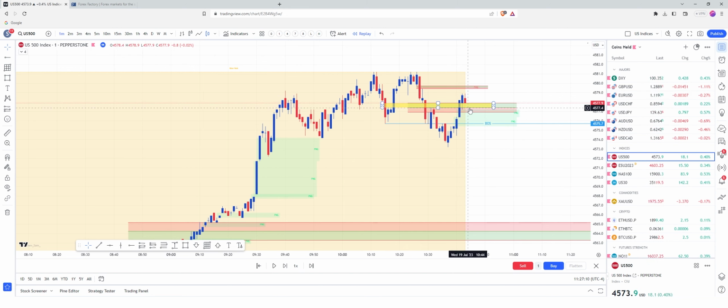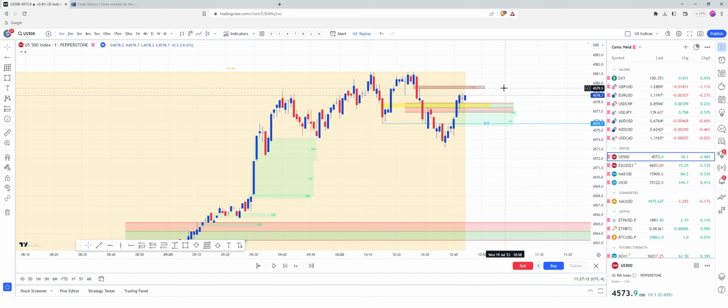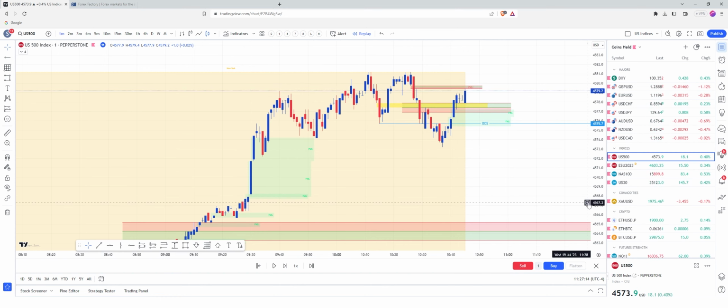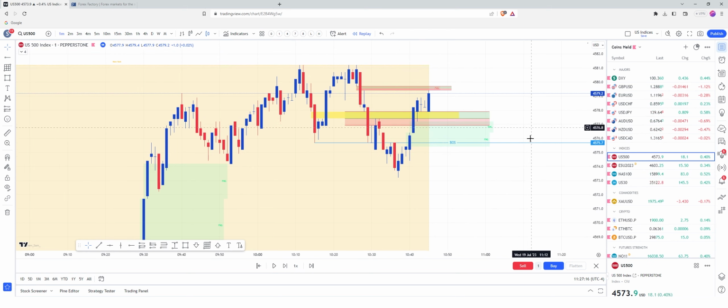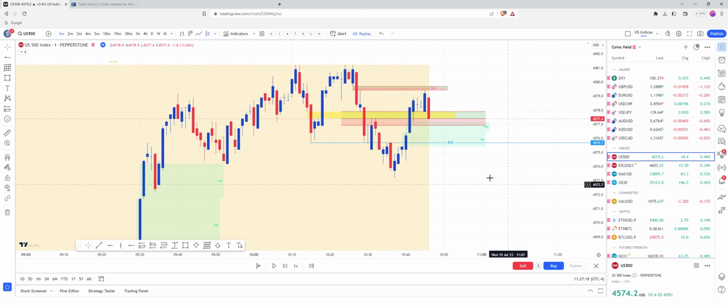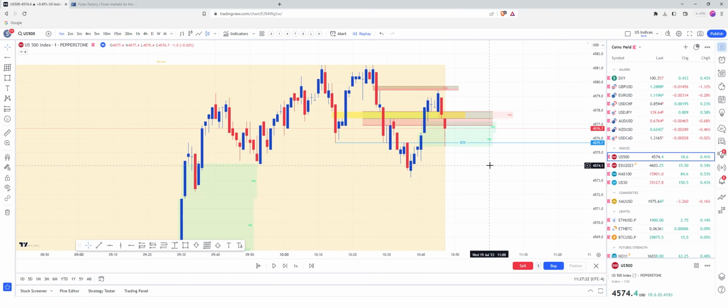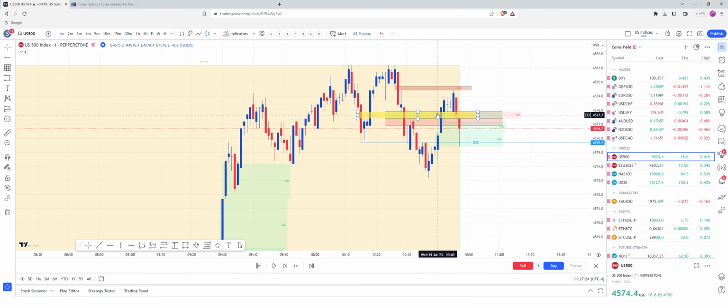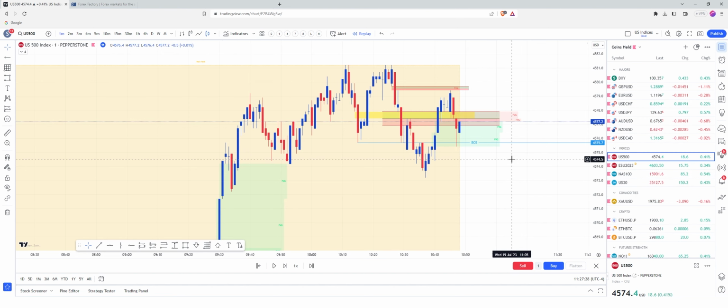Respecting the top of it, so this could be an inversion fair value gap. We have got the smaller fair value gap here. So let's just look and see if this gets respected. Just tap the bottom of it, pulling back. Closed back through the fair value gap, 50% there. See if it keeps respecting this.